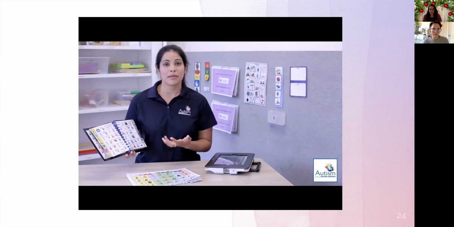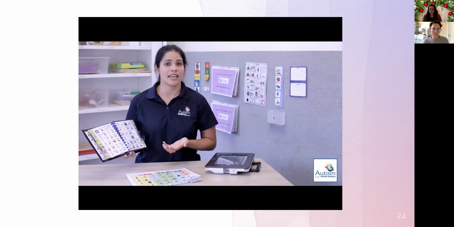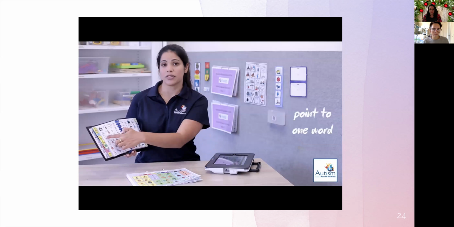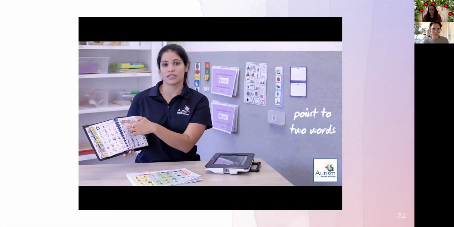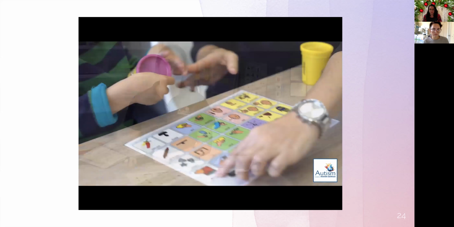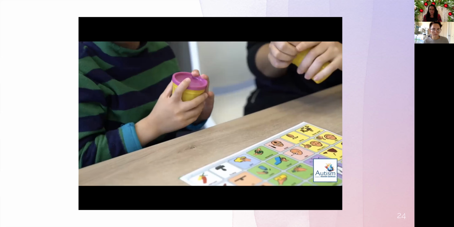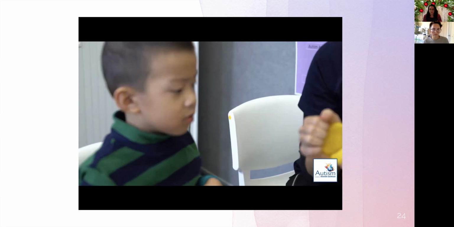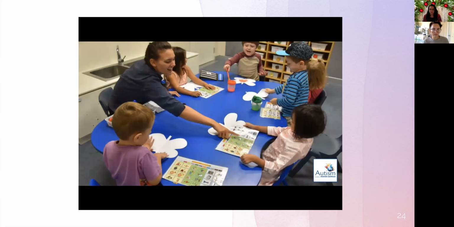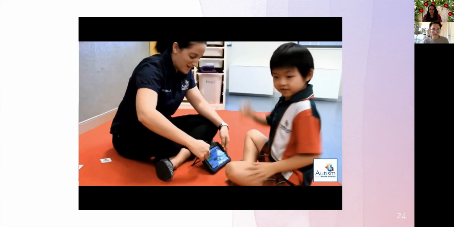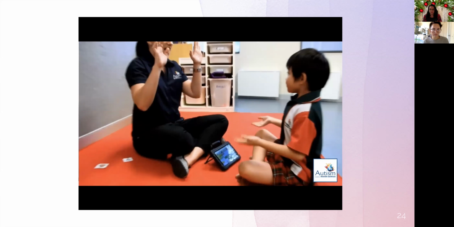Think about a child's current communication and model at a level that matches. For example, if a child is not using words yet, you could just point to one word. But if they're learning to put words together, you might point to two words. Research shows that using ALS can help a child learn to use their AAC strategy by showing them what the pictures mean, showing them how to use it, and letting them see that their AAC strategy is used and valued by people around them.